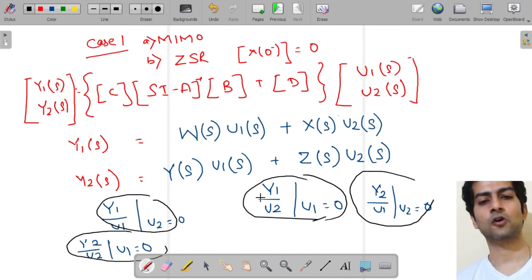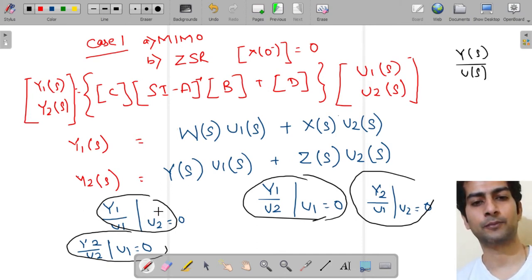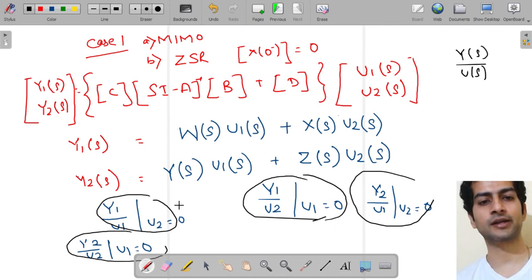No. These all are not transfer functions, because we know a transfer function is overall output by overall input. But here we are not getting overall output by overall input. Here we are getting some ratios at some conditions. So we cannot say that this is our transfer function. Though it may look like a transfer function, it is not a transfer function.